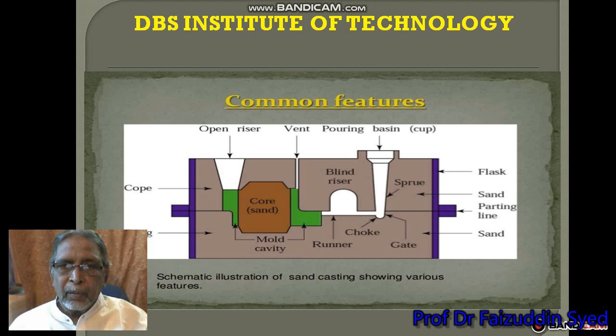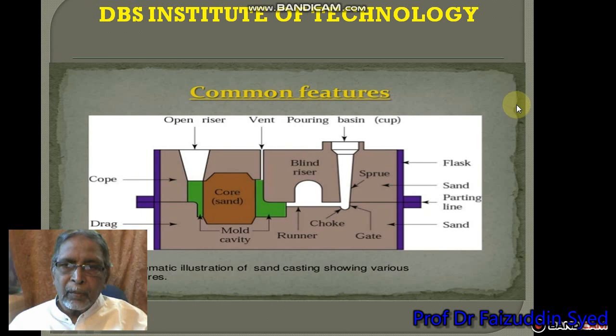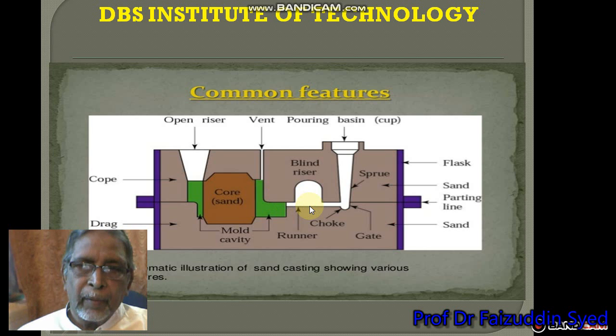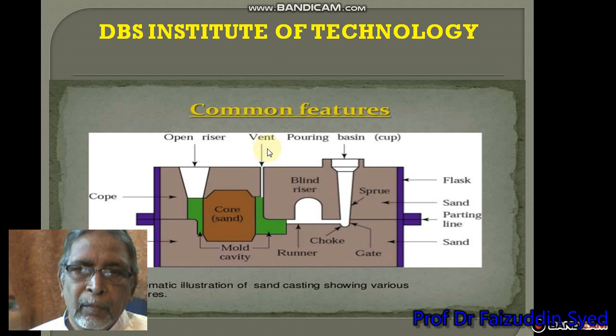This is for a specific purpose, because when you pour the molten metal, the molten metal should not move directly to the mold cavity with speed, because it may spoil the cavity. So the molten metal first stays back a little time at the choke. The choke will be filled, then slowly the metal will move to the mold cavity. Next to the choke there is a blind riser. Generally a riser should come out, but this is a blind riser because it is a closed mold.